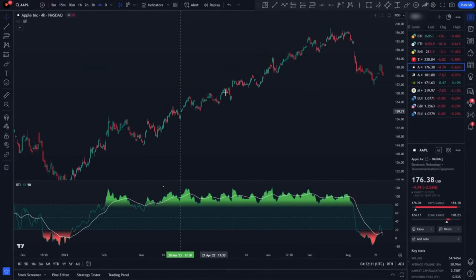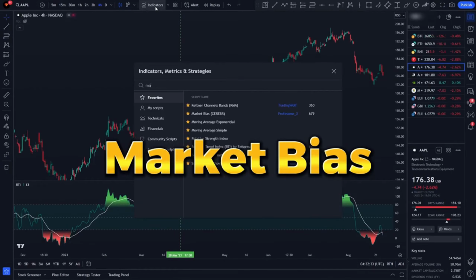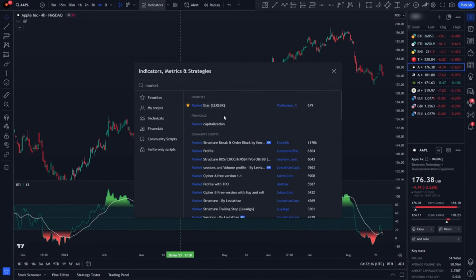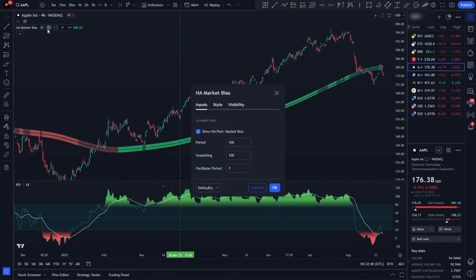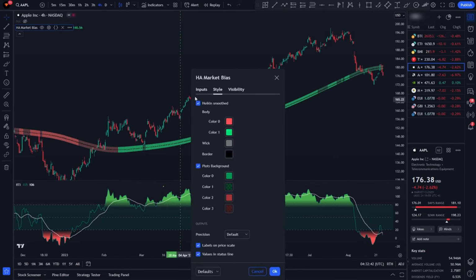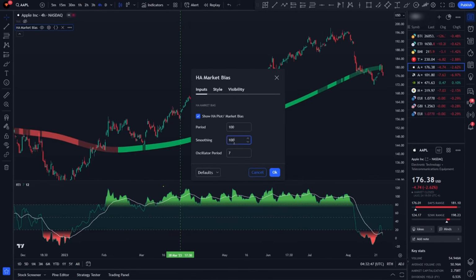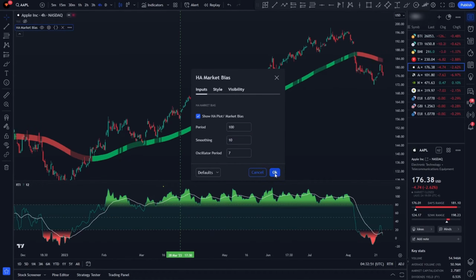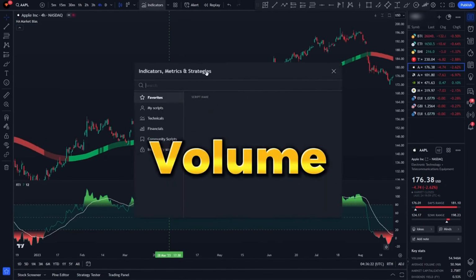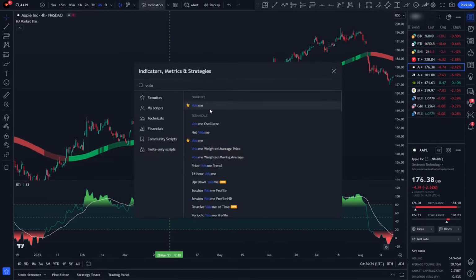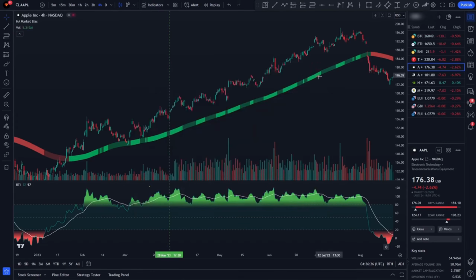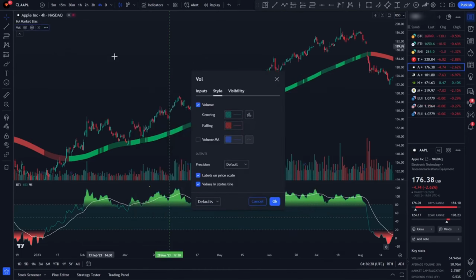We can search in the indicators windows for market bias, which is made by Professor X. After we add it to the chart, we need to disable hike and smoothed, and then adjust the smoothing to 10. The second indicator is volume, which is made by TradingView. After we add it to the chart, we need to enable the volume moving average.